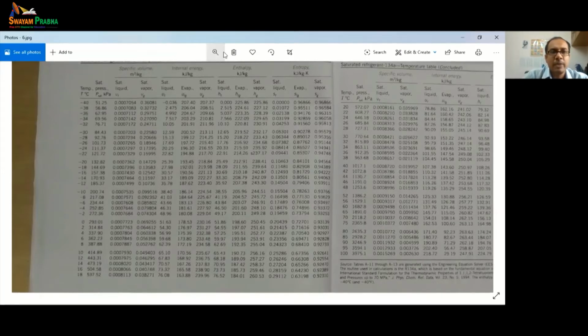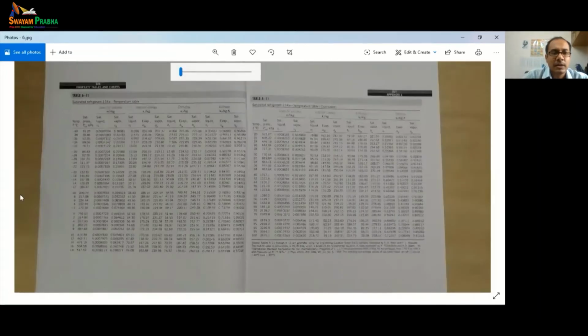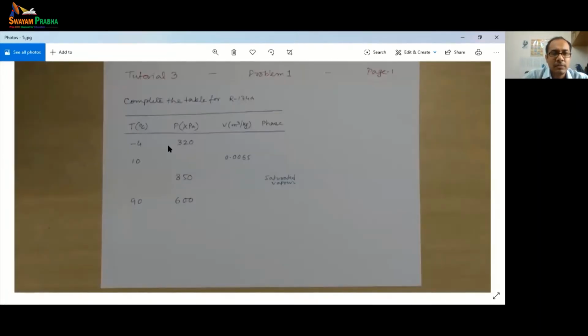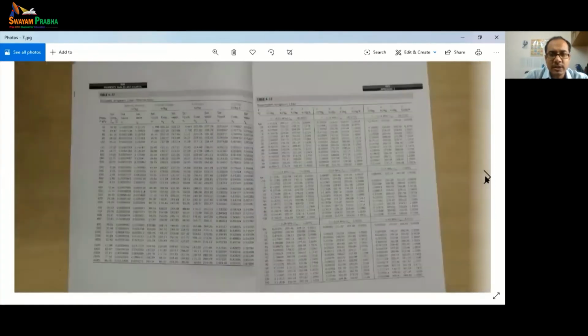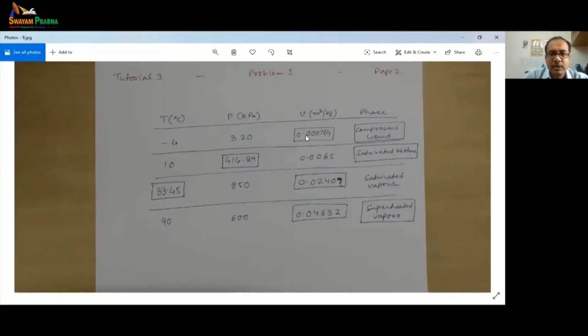Okay, so if we go back to the original table, here -4 degrees centigrade is the temperature, and the pressure for saturation is 252. As the given pressure is higher, the phase will be compressed liquid, okay, and the volume will be the same as the saturated liquid, that is 0.0007646. So we have written for the first row, this is compressed liquid and this is the specific volume that we read from the table.